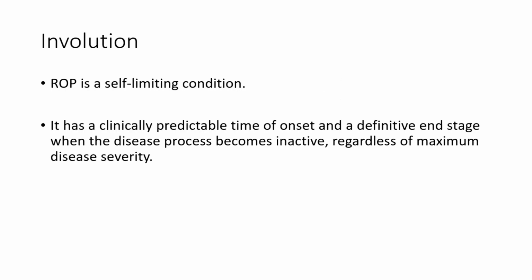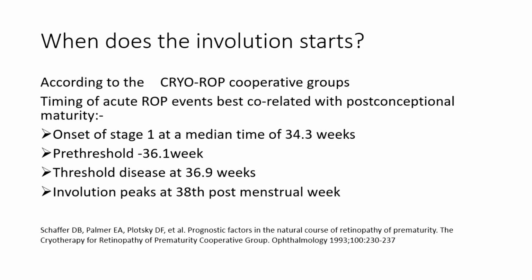ROP is a self-limiting condition. It has a clinically predictable time of onset and a definitive end stage when the disease process becomes inactive, regardless of its maximum severity. So when does the involution start? According to the Cryo-ROP cooperative group, the timing of acute ROP events correlates best with post-conceptional maturity. The onset of stage 1 occurs at around a post-conceptional age of 34.3 weeks. Pre-threshold disease peaks at 36.1 weeks and threshold disease at 36.9 weeks, and the involution begins at around the 38th week post-menstrual. So Anjali, what does it teach you?